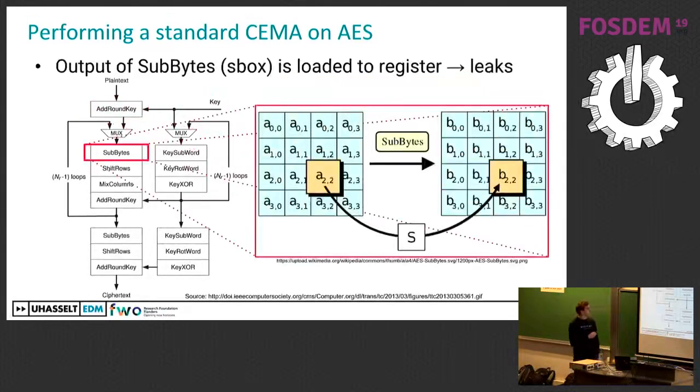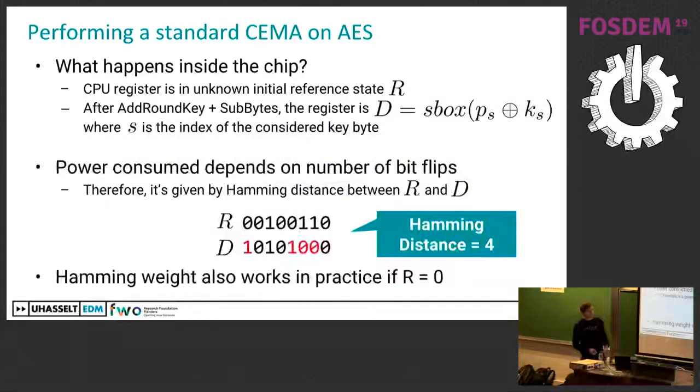Then it goes to the SubBytes stage where you have a substitution. One byte will just be substituted by another by something called an S-box, which is really just a lookup table. And it turns out that when you load this value in the register, it will leak some information. Now, what exactly is leaking in this case?